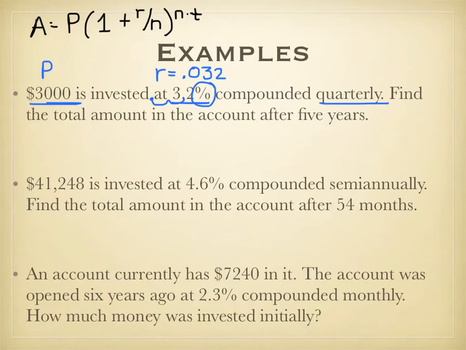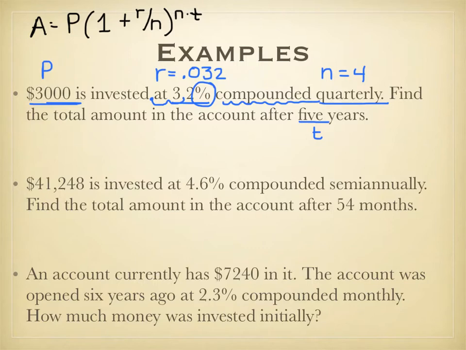Compounded quarterly. Okay, so that's where my n number comes from. It's always going to come after compounded. It's always going to say compounded annually, compounded semi-annually, compounded quarterly. Quarterly, we said, was n equals 4. And then find the total amount in the account after 5 years. So that's your t value. That's your amount of time. That's how I start every one of these: I sort out what my different numbers are. And then I'm going to take those values and just plug them into my equation.